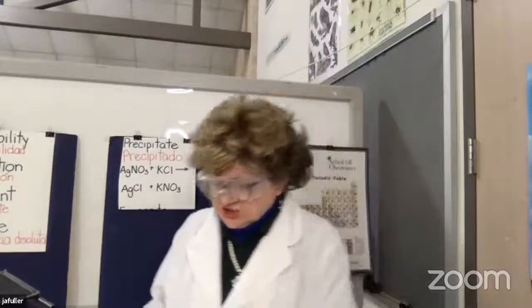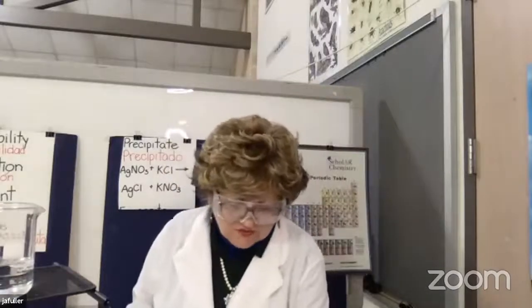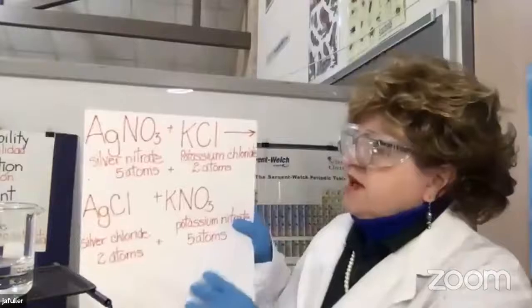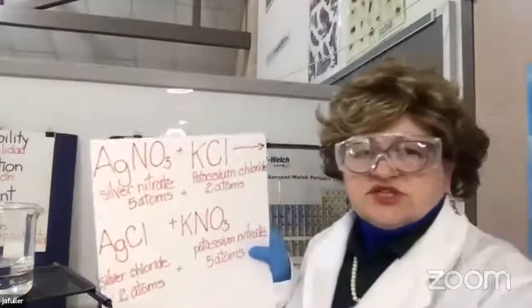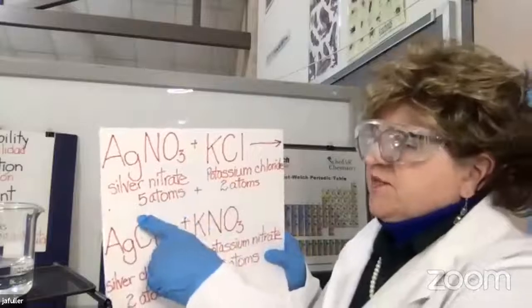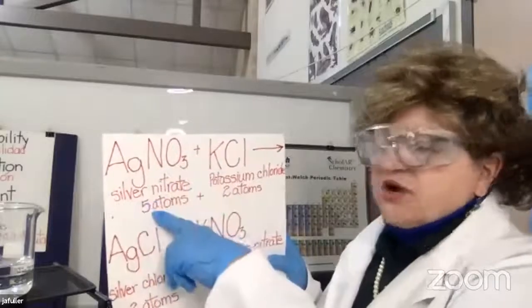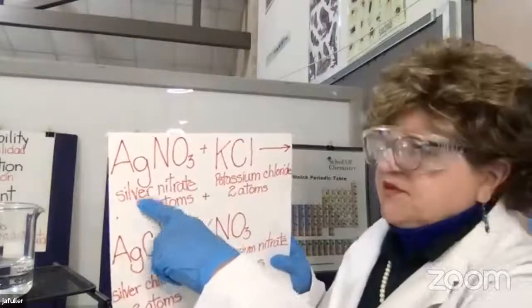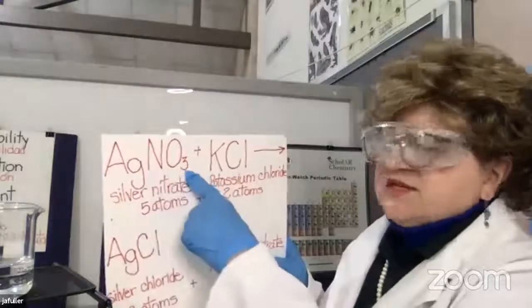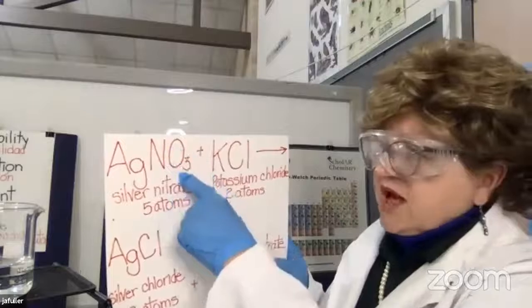So let's go ahead and look at a little demonstration. Oh, before we do that, let's balance our equation here, okay? So this is what we're going to start with. We're going to start with silver nitrate. So silver nitrate has 5 atoms. So let's count them. 1 for the silver, 1 for the nitrogen, and we've got a subscript of 3 here on the oxygen.